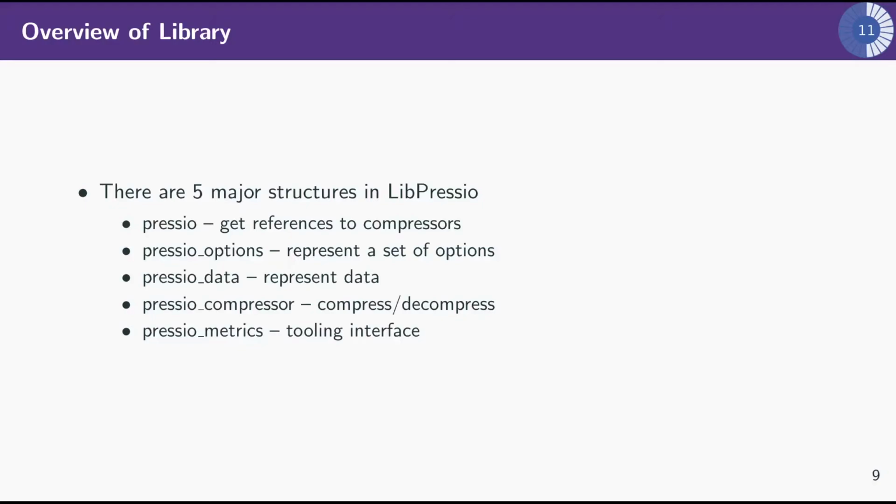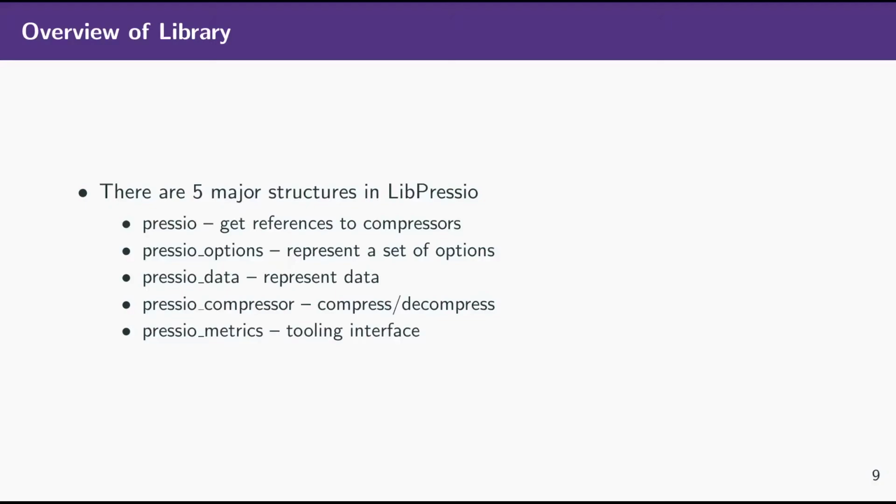So I want to begin with a broad overview of the 5 major components in LibPressio. These are 5 C structures that you're going to be using again and again and again. The first one is called pressio. This is kind of a handle to the library as a whole. It handles things like getting references to the specific compressors that you might want to use. Like if you wanted to use ZFP, that's how you would get access to the ZFP compressor.